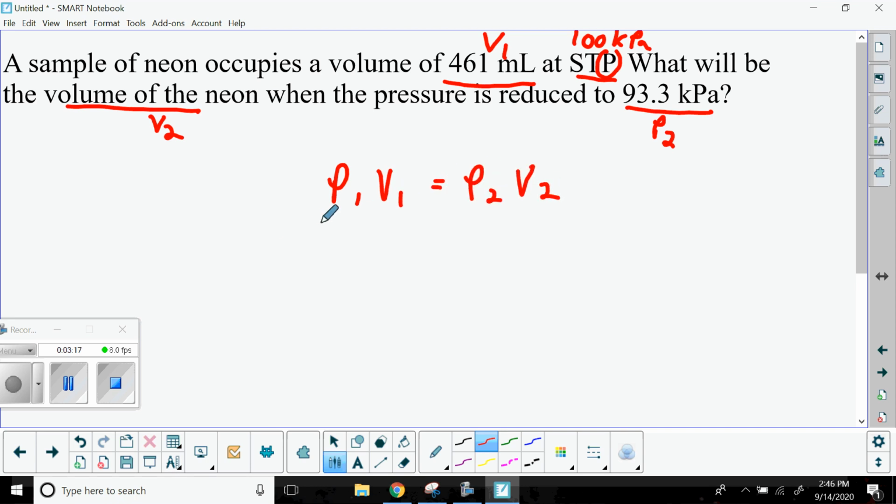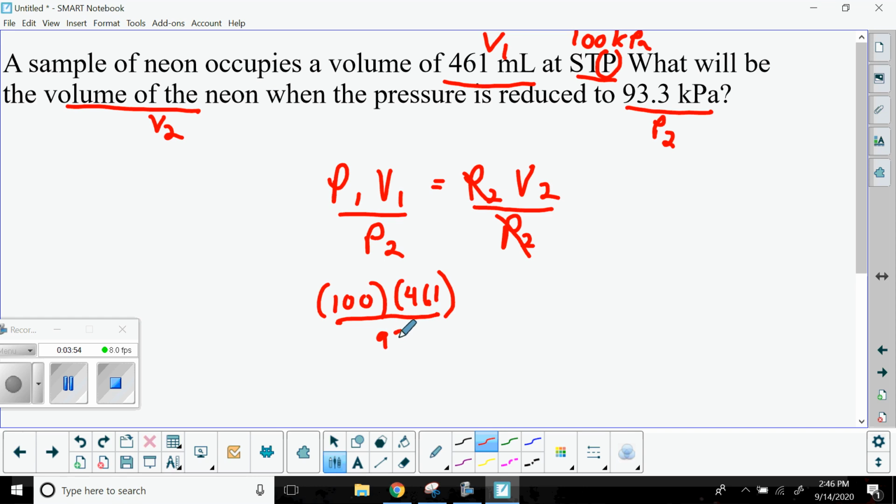P2, V2, and I'm going to rearrange my equation. Sorry about that. I'm going to divide both sides by P2, and that's going to isolate V2. Just like that. Remember, we isolate a variable to solve in the equation, so I do not have to worry as much about sig figs. My pressure is going to be 100. My volume is 461. And my final pressure was 93.3.